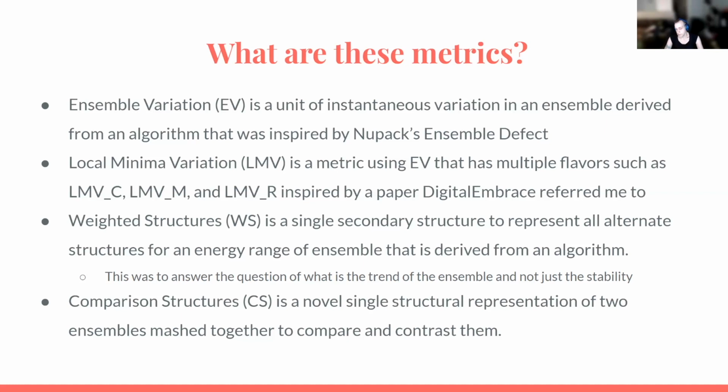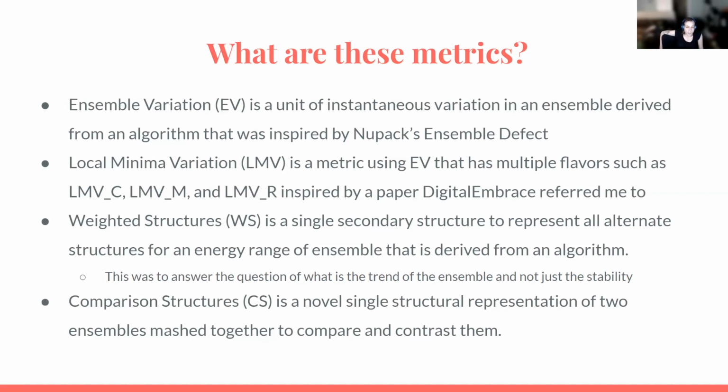And so what you end up getting is a number that only tells you how much variation there is, heavily weighted towards almost non-usable numbers. It just gives you a really general number. So local minima variation is a metric that uses the EV algorithm, but it requires various flavors. This was the first thing that was inspired by that paper that Digital Embrace had mentioned. I'll go into more detail on what the flavors are and how it uses EV in the next slides.